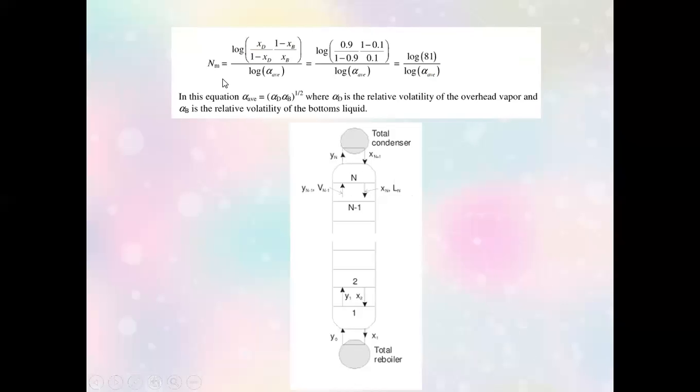Okay, this one is Fenske's equation, as I have said. And in Fenske's equation, you need the XD and the XB. So this should be corrected to 0.02. This also will be corrected to 0.02.